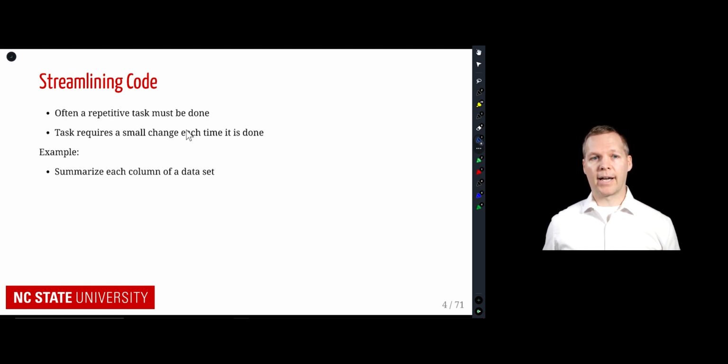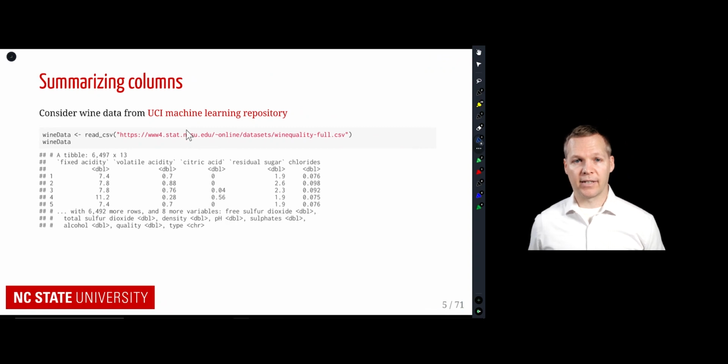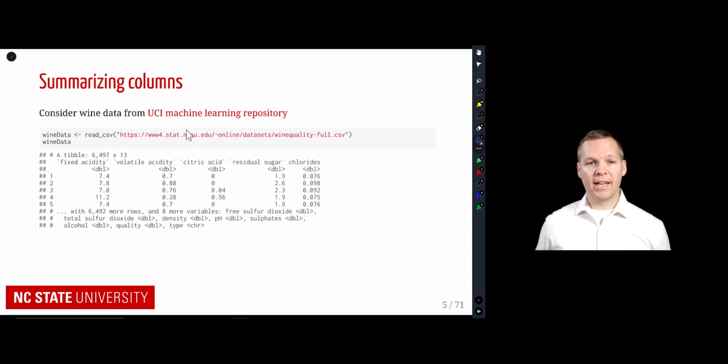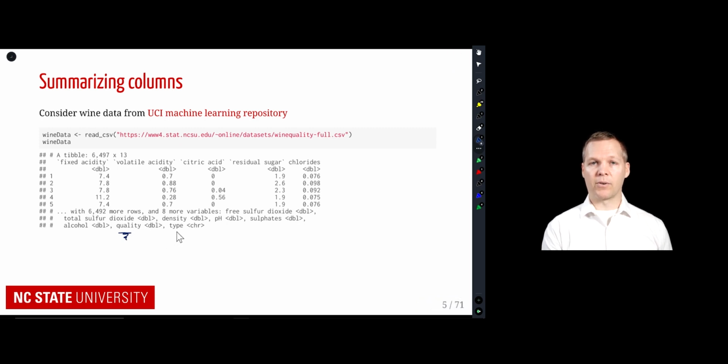So the example we're going to look at here is summarizing each column of a data set. We need a data set to actually analyze here or summarize. And so we're going to read in this wine quality data set that we looked at previously. With this, there's a quality variable representing how good the wine was based off of some tasters. There's the type of wine, red and white, and then there's a lot of variables about the chemical composition of the wine. And what we might want to do would be, say, summarize each one of these numeric variables.